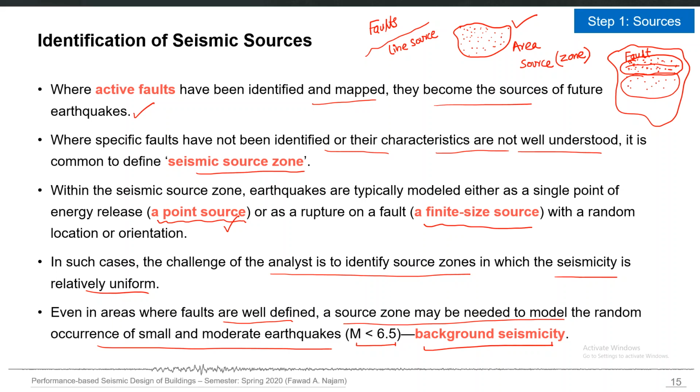So that area source is called the background seismicity source. Those small and moderate earthquakes are included in the analysis, their effect is included in the analysis by using an area source, and they are called the background seismicity.